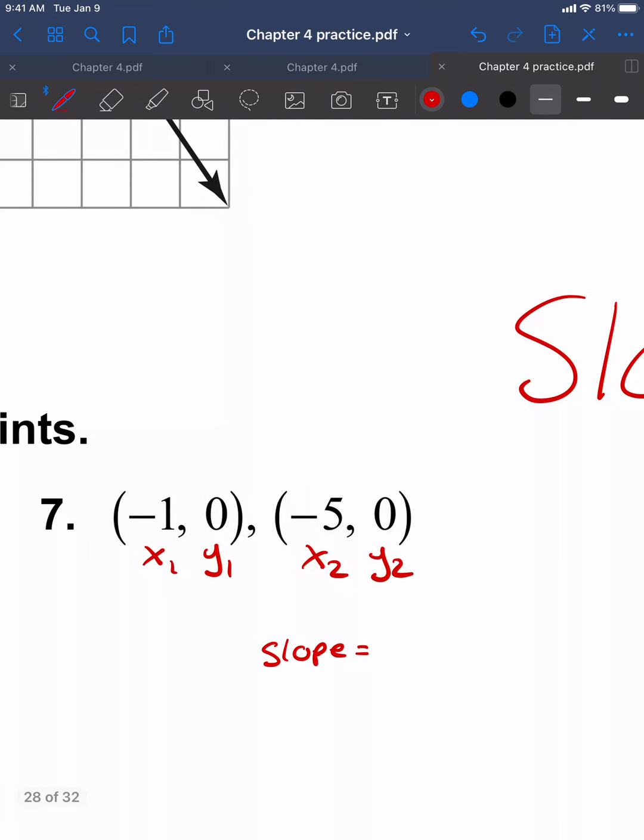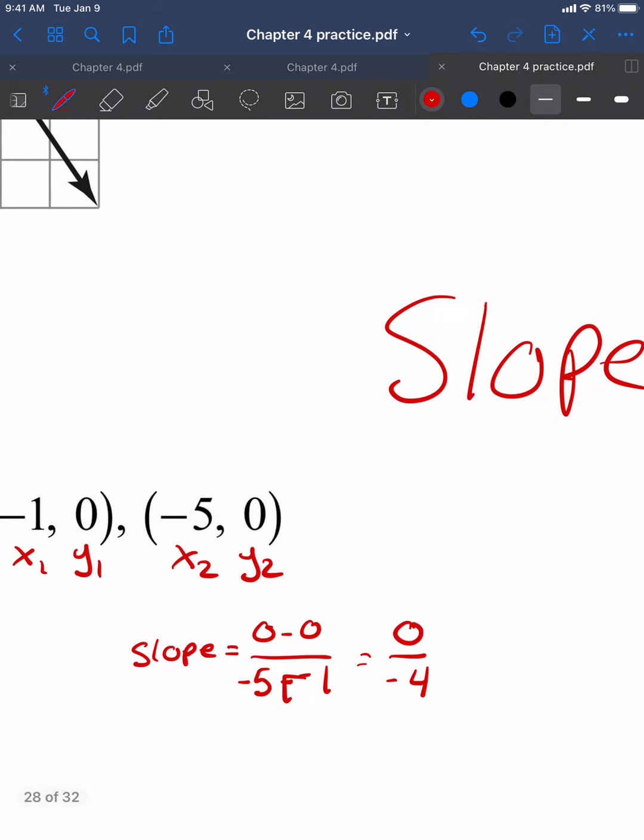So it's going to be 0 minus 0 over negative 5 minus negative 1. Oh, yeah. Oh, I see it. What's 0 minus 0? 0. What's negative 5 plus 1? Negative 4. But anytime there's a 0 in the numerator, my fraction actually equals 0, right? If the 0 is in the denominator, it would be undefined. So what is my slope?